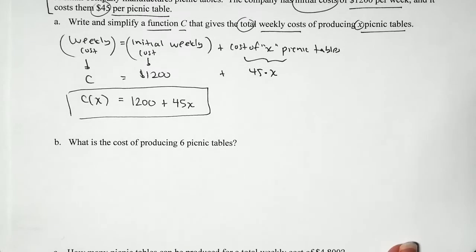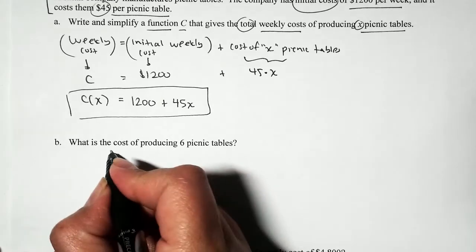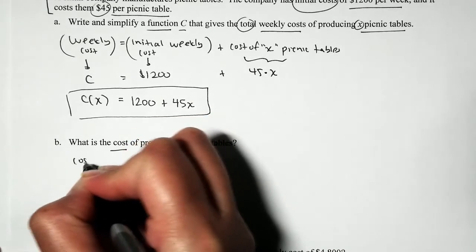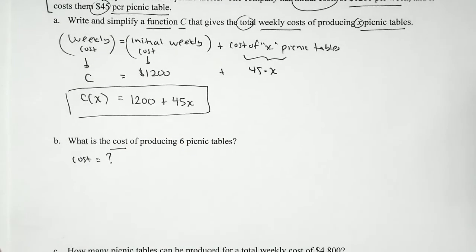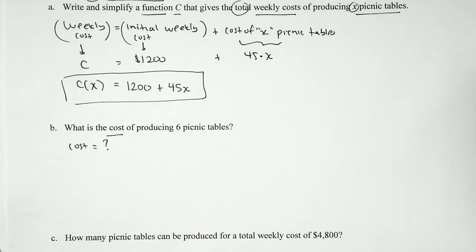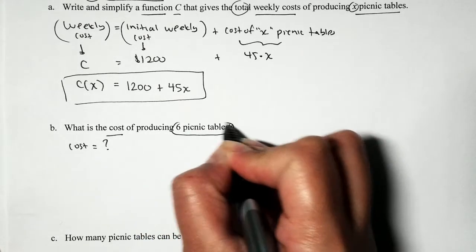Problem B: what is the cost of producing 6 picnic tables? I know you're on it, but you're not taking the test for me, so this is how I'm going to organize myself. I write cost equals question mark, because I'm trying to find the cost. What is the cost of producing 6 picnic tables?